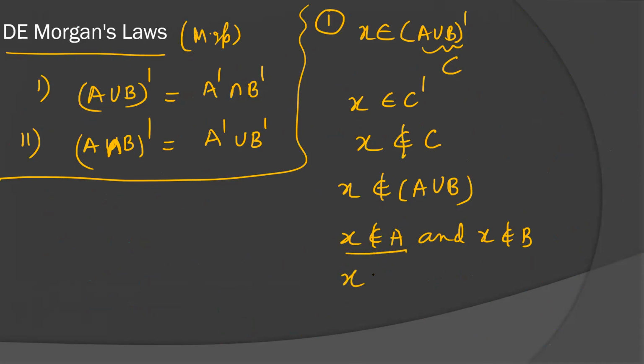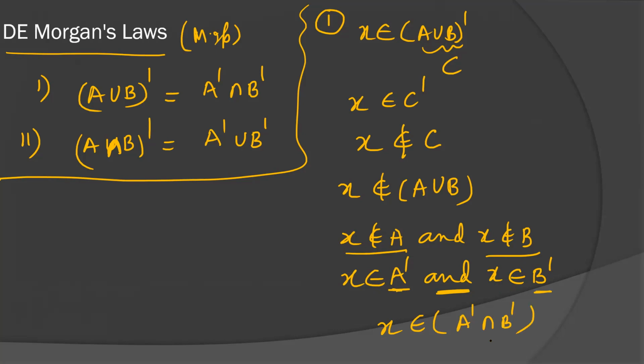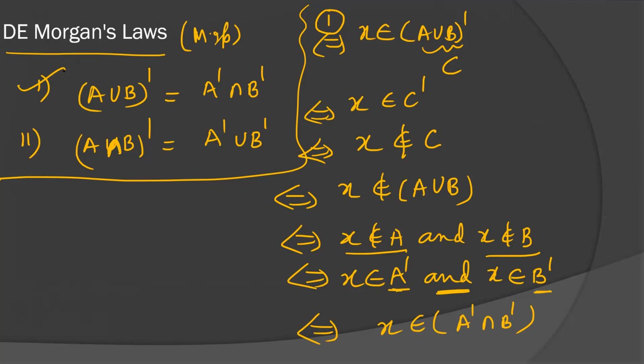If x does not belong to A, it is in the complement of A. If x does not belong to B, it means x belongs to B complement. So x belongs to A complement and x belongs to B complement. It means x belongs to both, so x is the common element in A complement and B complement. Common means intersection. So x belongs to A complement intersection B complement. Taking it from both sides, LHS and RHS, you can prove this De Morgan law. So this is a very important law here.